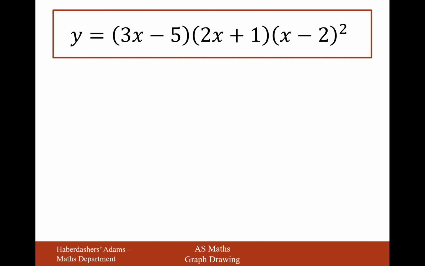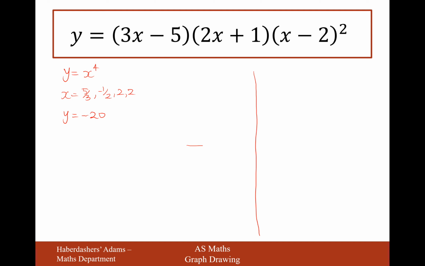Okay, moving on to the next one then. So let's go through all of these graphs here. What's the type of shape of graph? It's going to be x times x times x times x, so that's a positive x to the 4 graph. The roots are going to be 5 over 3, minus a half, 2, and 2, and the y-axis intercept is going to be minus 5 times 1 times minus 2 times minus 2, that gives us minus 20.